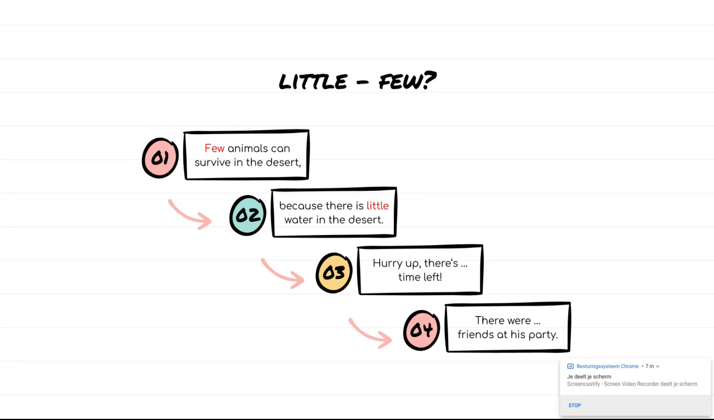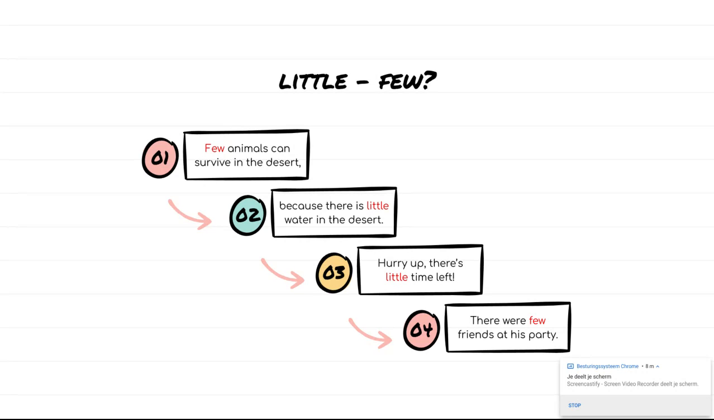Then the next one, Joost. Very good. Hurry up, there's little time left. Little, because time, you can't count time. Little time, weinig tijd. And the last one is for Maud.